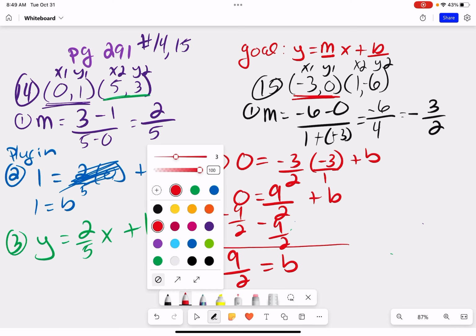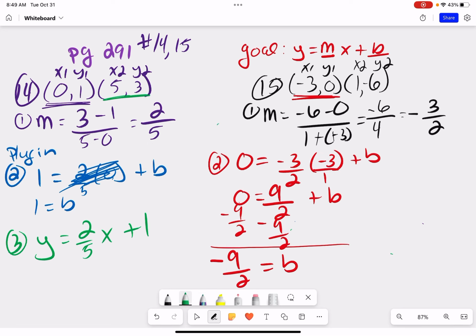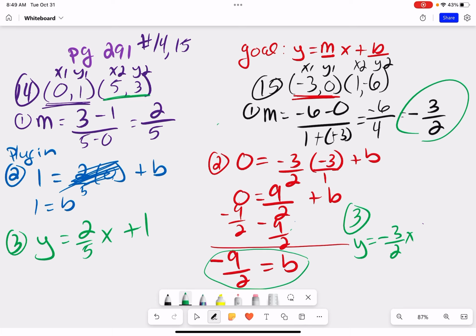All right, and then I'm going to put it all together now that I have b. My last step is put it together. So we got y equals, this was my slope, so negative 3 over 2x. And then this here was b. This is my b. It's minus, so negative 9 over 2. And I am all done. Yes, it looks a little ugly, but we're going to just leave it alone. And that is the final answer.